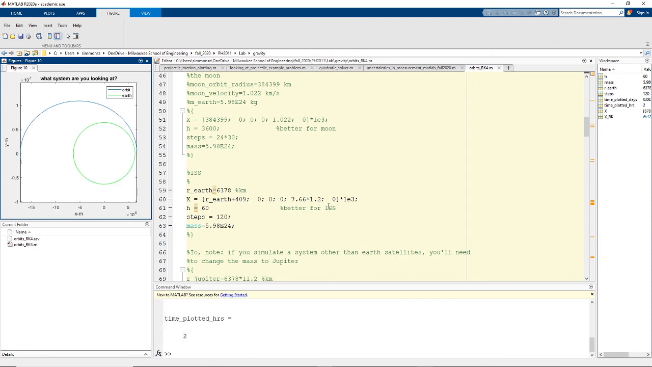But what I want you to do for the assignment is to pick a system, a new system, look something up, and get it to work in this code.